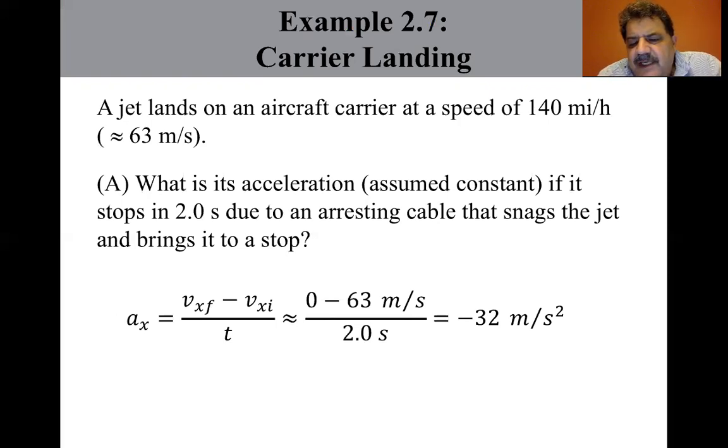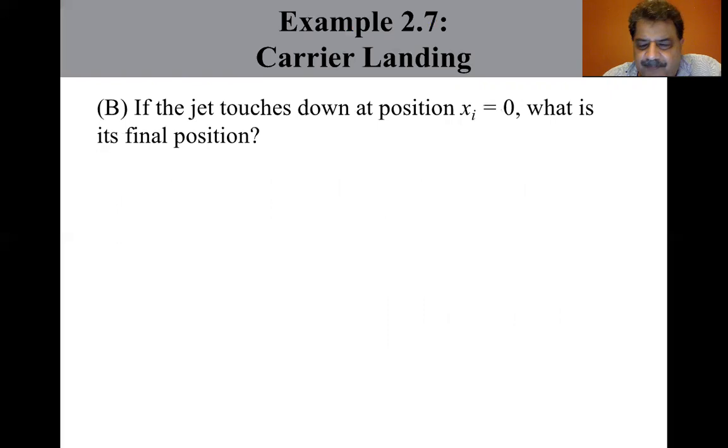Because the acceleration of the jet is assumed constant, we can model it as a particle under constant acceleration. This equation is the only equation in the particle under constant acceleration model that does not involve position. So we use it to find the acceleration of the jet modeled as a particle. And we find out that the acceleration is equal to minus 32 meters per second squared.